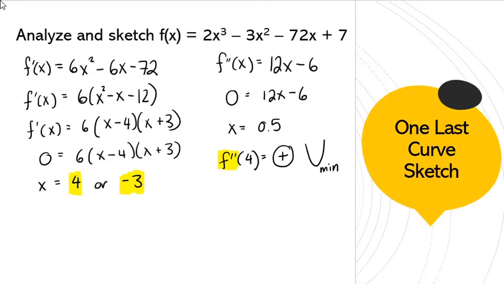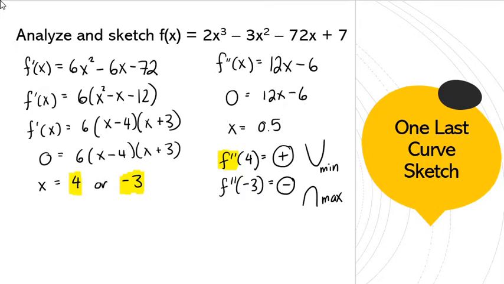And then I'm going to find the second derivative at x equals -3. And I see that if I put that in, I would have 12 times -3 is -36 minus another 6, -42. All that to say it is negative. So at x equals -3, I have a maximum.